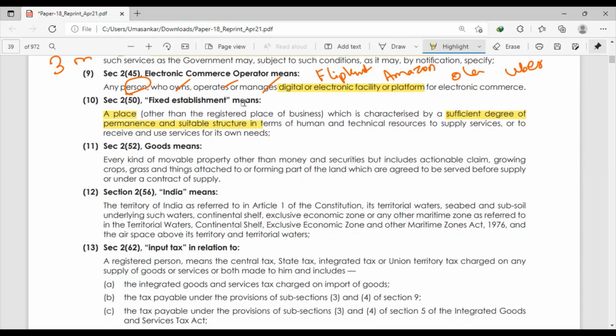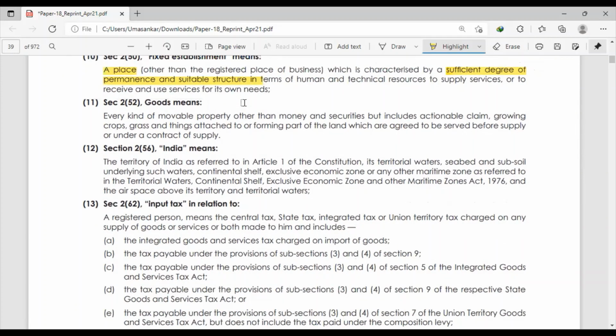Okay. Next, what do you mean by goods? Simple thing, goods: every kind of movable property other than money or securities, but it includes actionable claims, growing crops, grass, and things attached to or forming part of the land. Okay, this is a different definition, so consider it. Compare these goods definitions with the Sale of Goods Act. What is the difference between the definition of goods in the Sale of Goods Act and GST? Consider it as homework and let me know by tomorrow.